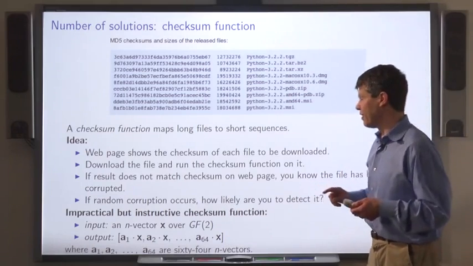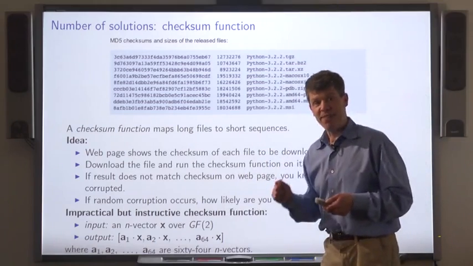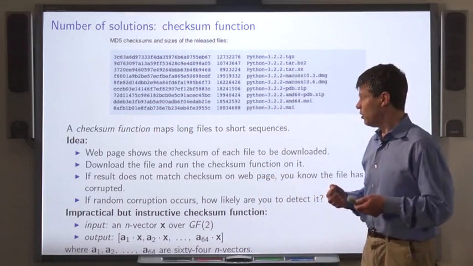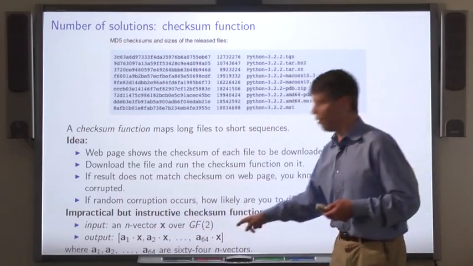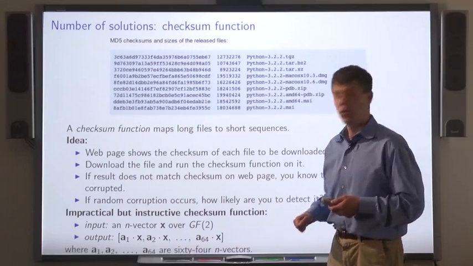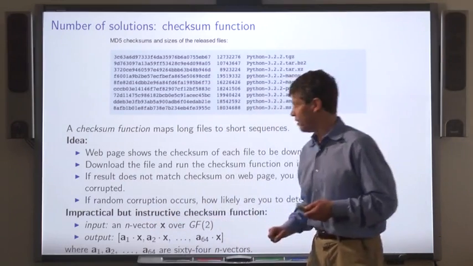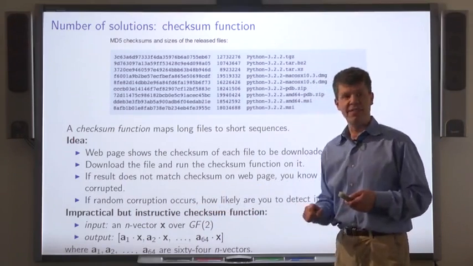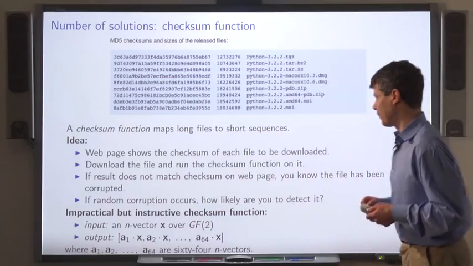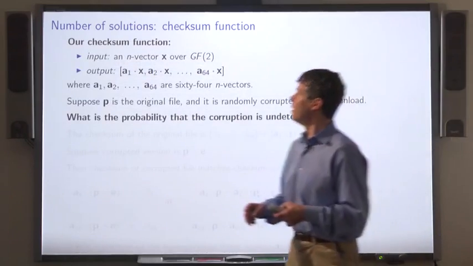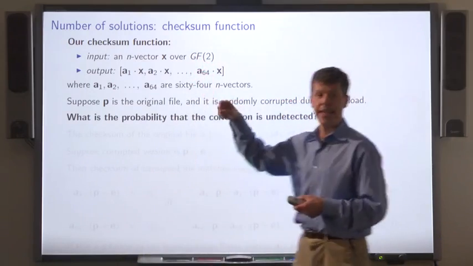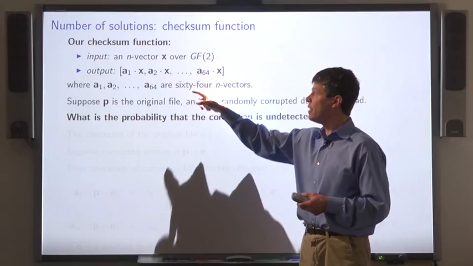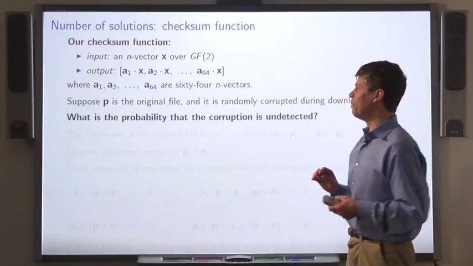So the checksum function looks like this. We're going to represent a file as an n-vector over GF2, that is, an n-bit sequence. And the function will be a 64-vector over GF2, where the first entry is a1.x, the second entry is a2.x, and so on, where a1 through a64 are vectors we chose somehow. So here's our checksum function. It takes an n-vector x over GF2, and it outputs the dot products a1.x, a2.x, up to a64.x, where a1 through a64 are vectors we choose somehow.